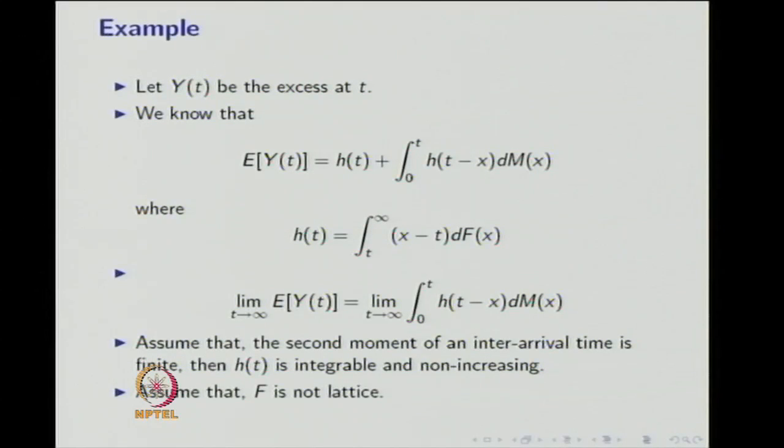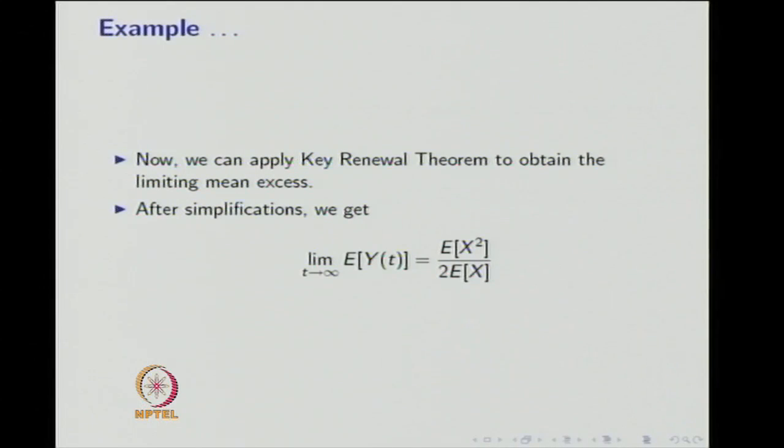Assume that the second moment of the interarrival time is finite, then h of t is an integrable and non-increasing function. Therefore, you can use the key renewal theorem by making the additional assumption that F is a non-lattice distribution. Now we can apply the key renewal theorem to obtain the limiting mean excess. After simplification, one can get the limit as t tends to infinity of the expectation of Y(t) is the same as the expectation of X square divided by 2 times the expectation of X.